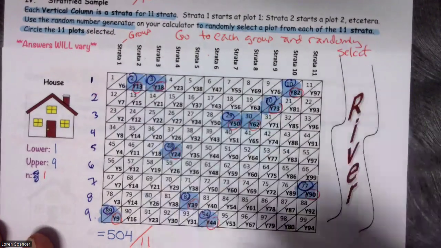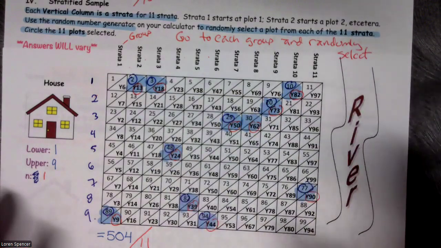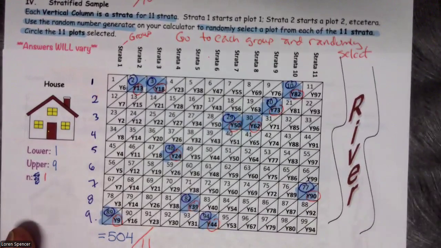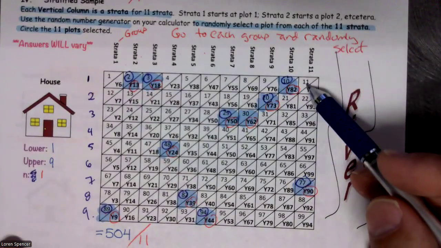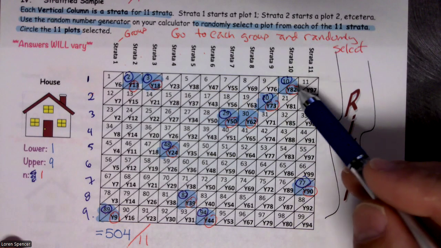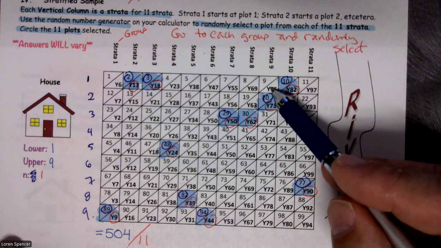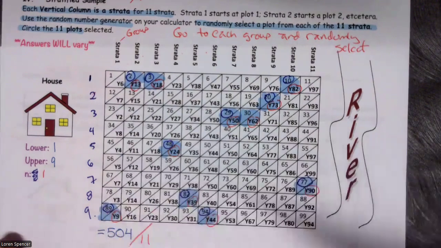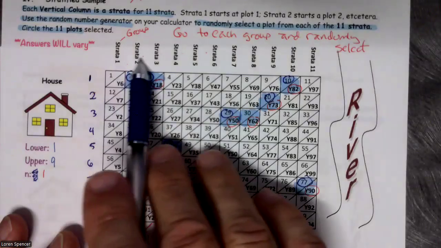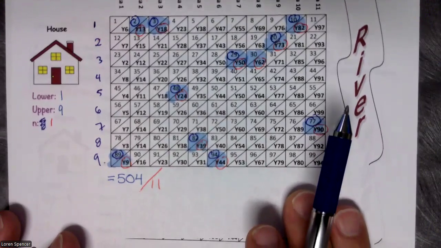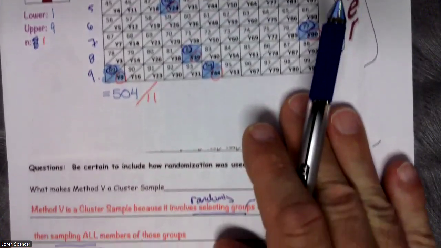Matter of fact, if you have freshmen, sophomores, juniors, and seniors, we have freshmen in one group, sophomores in one group, juniors in one group, seniors in one group. In this case, we had right next to the river, close, still close, right in the middle, and this is way away. So we broke the strata based on how far away they are. We had 11 strata, and we went to each group or strata, and then we randomly selected.